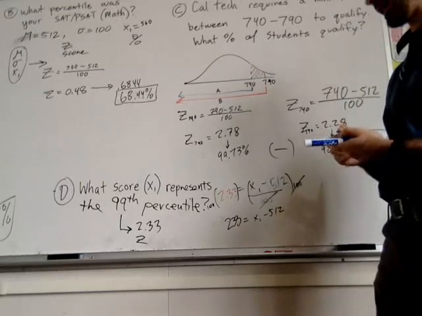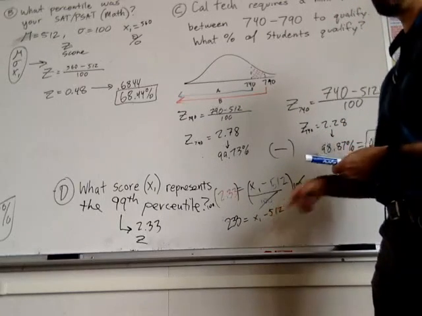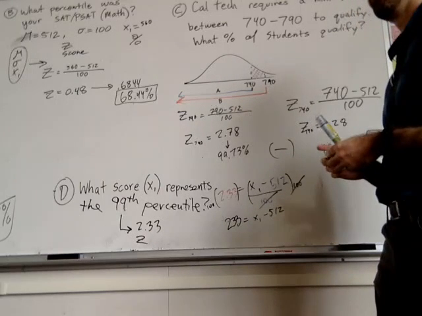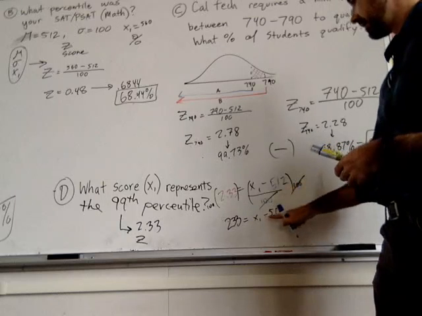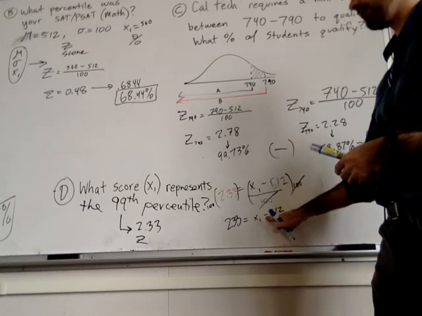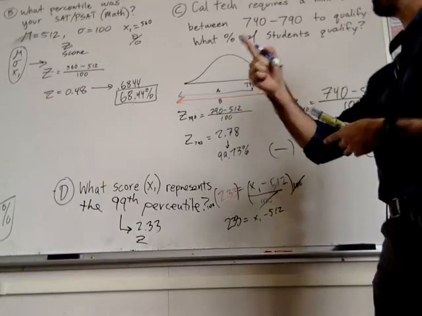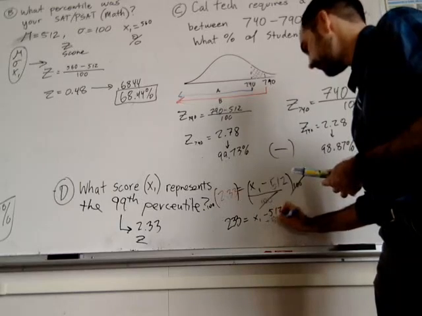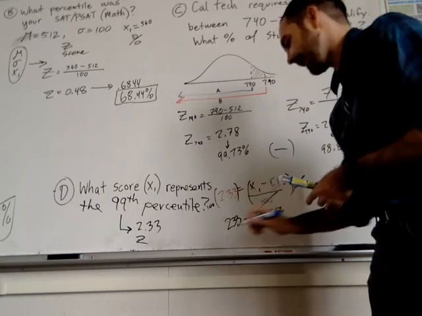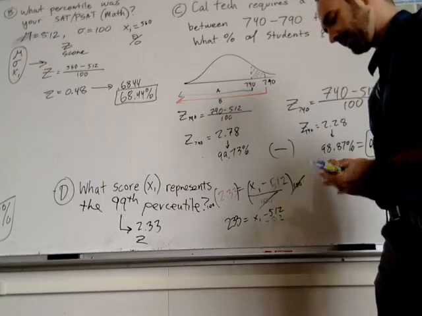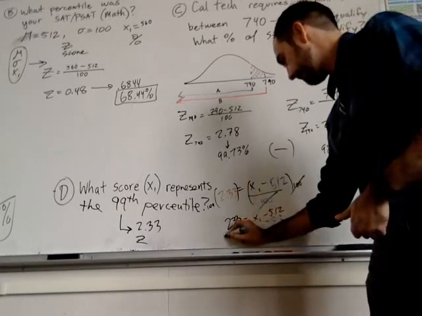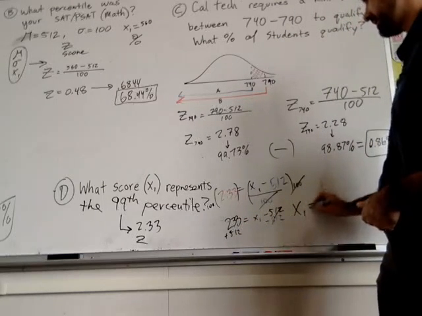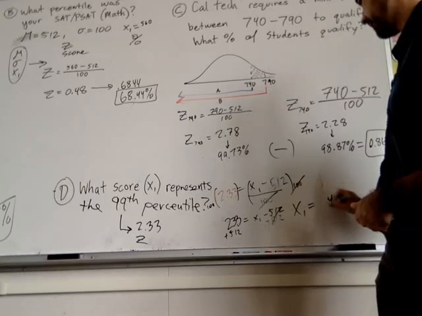Last step, Brian. What do we do last? I want x sub 1 by itself, so think of what you want to get rid of. Start with that idea. Plus 512. Gone, gone. We get x sub 1. The score would be 747.